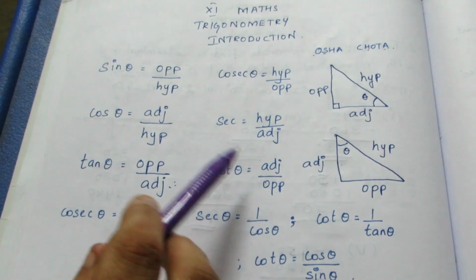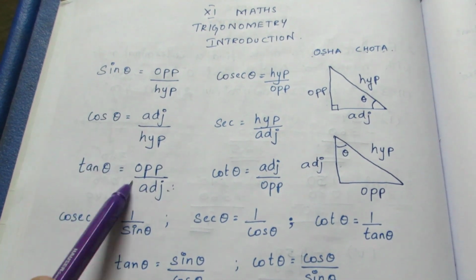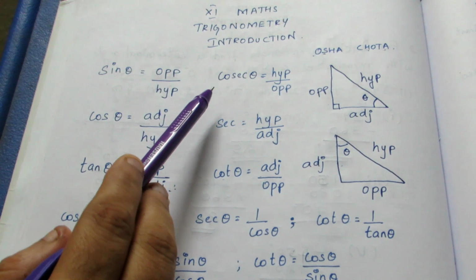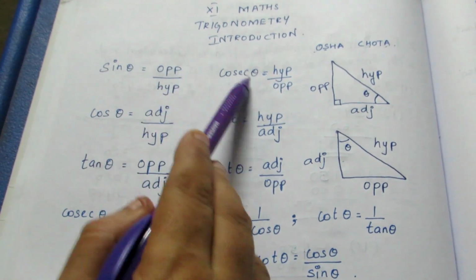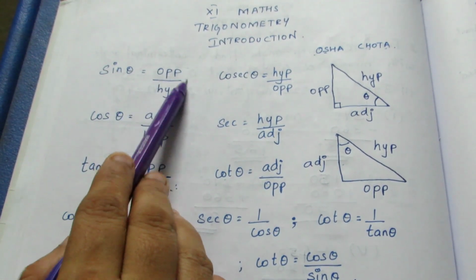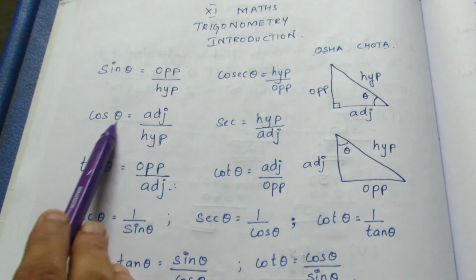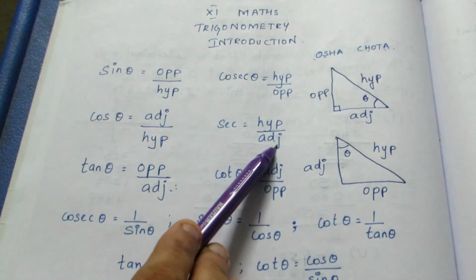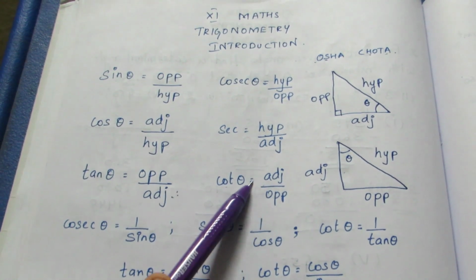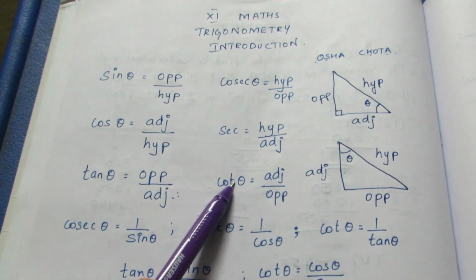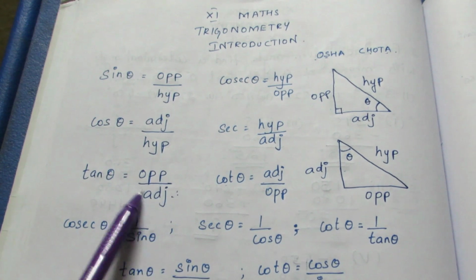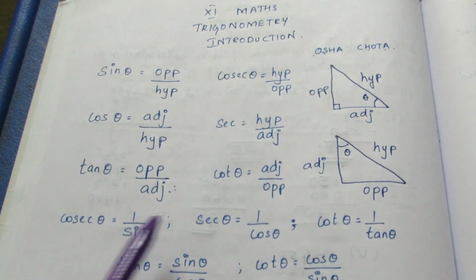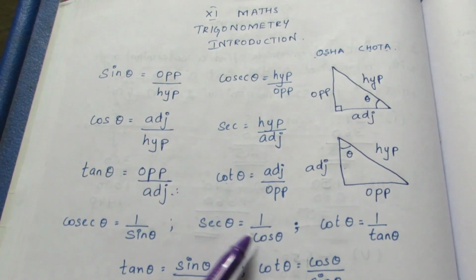Cosecant, secant, cot are the reciprocals of sine, cos and tan. For sine, it is opposite by hypotenuse. The reciprocal, cosecant, is hypotenuse by opposite. For cos, the secant is the reciprocal, so it is hypotenuse by adjacent. For tan, the reciprocal is cot, that is adjacent by opposite. For S, C is the reciprocal, for C, S is the reciprocal, remember it that way.